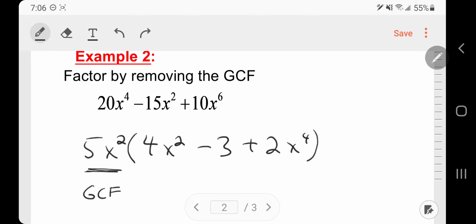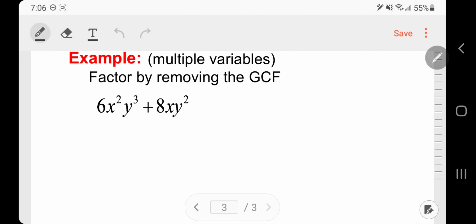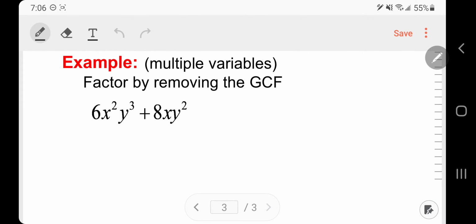All right, let's take a look at one more example using multiple variables. Okay, so here we have a binomial, but with multiple variables. Same process though, we're first looking for what we can divide each of our coefficients by. I have 6 and 8, those can both be divided by 2. And now I'm looking at my variables. I have x squared and x to the first. So I would use the x to the first. And I have y to the third and y squared, so I would use the y squared.